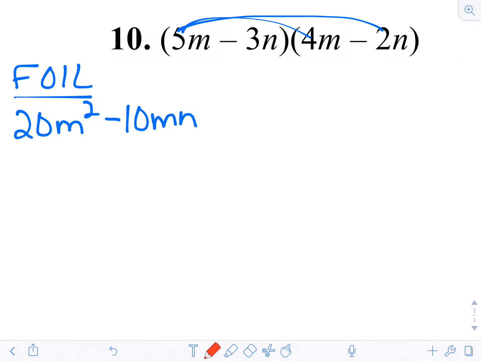Alright, and then with the red, negative 3n, we're doing the inner and the last. Negative 3 times 4 is negative 12. And then n times m is just your mn. Negative 3 times negative 2 is a positive 6. N times n is n squared.